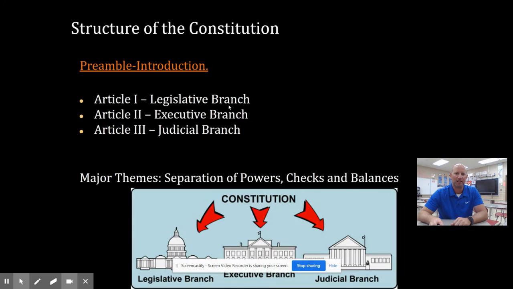So, as we jump into it, the first part of the Constitution is the preamble. I'm not going to click on that link, but that is Schoolhouse Rock. I'm sure some of you, not all of you, but some of you in middle school had to memorize the preamble. So, later on you can click on the link and sing the song, I know you'll love it.